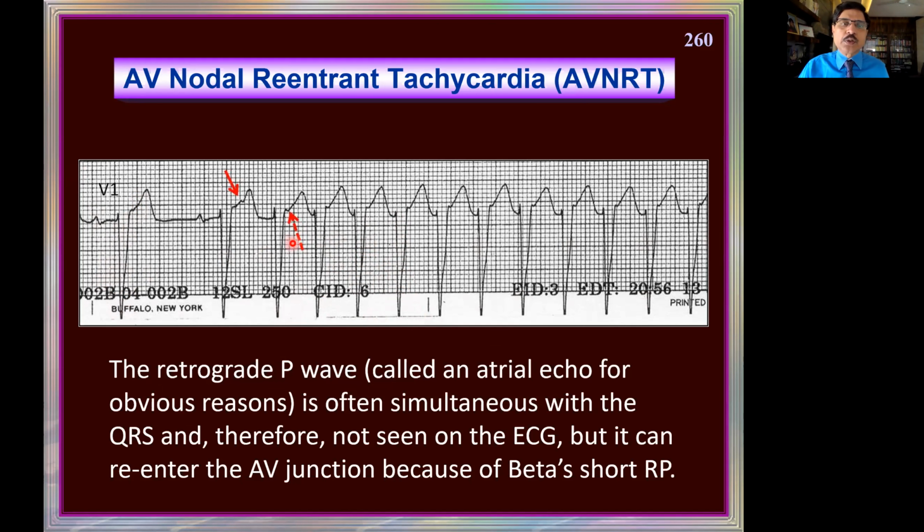And you see the QRS duration is not more than 2 small squares, which is 0.08. QRS duration is not prolonged. So it is a narrow QRS tachycardia. There is tachycardia. There is a narrow QRS tachycardia.